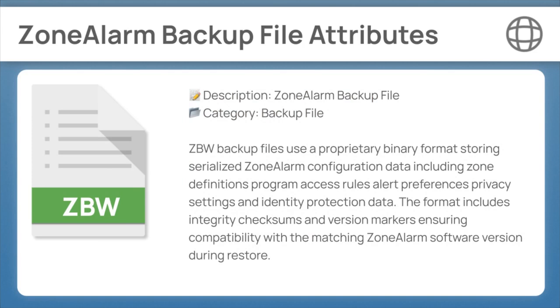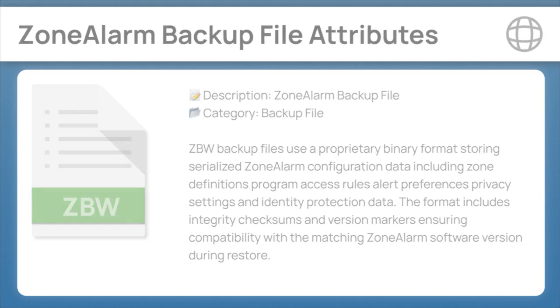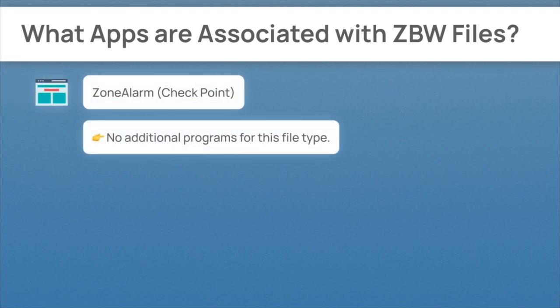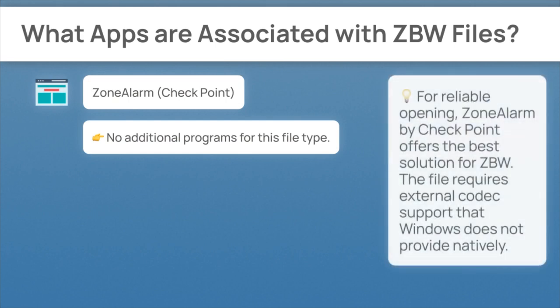The format includes integrity checksums and version markers, ensuring compatibility with the matching ZoneAlarm software version during restore. Technically, the best program for ZBW is usually ZoneAlarm from Checkpoint. The file requires external codec support that Windows does not provide natively. Windows typically can't unpack backup formats, so a dedicated tool must handle their restoration.